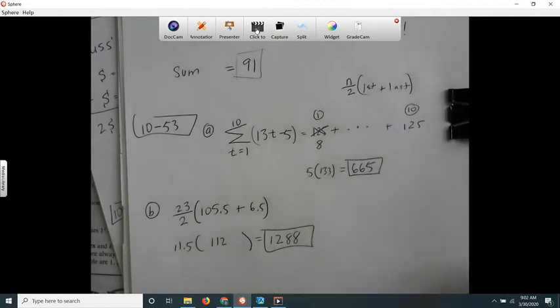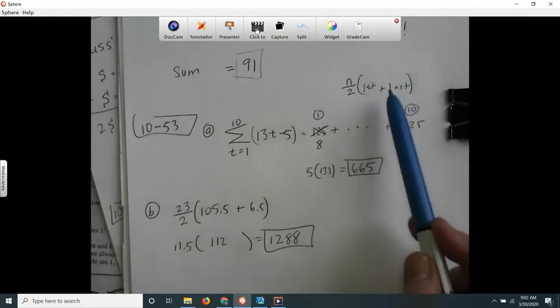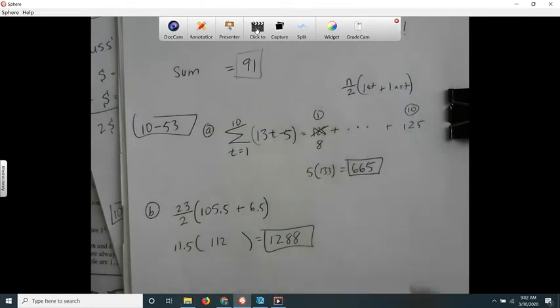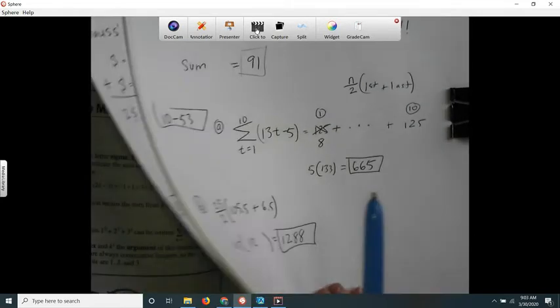So if you know that the series is arithmetic, then you can just use this. If you want to sum it up, then you can just go first term plus the last term times the number of pairs.